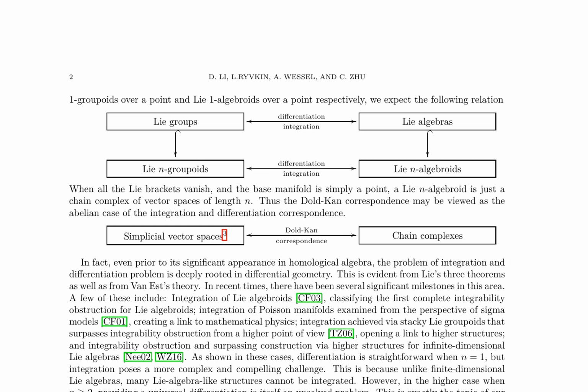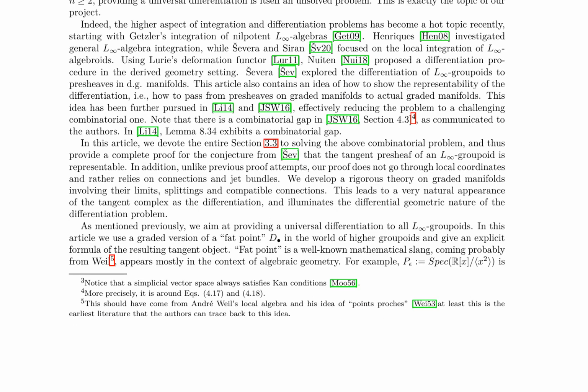The relationship between Lie groups and Lie algebras is a fundamental topic in differential geometry. Specifically, the integration and differentiation problem is a crucial challenge, particularly in the context of Lie 1-algebroids and 1-groupoids. The integration of Lie algebroids and Poisson manifolds is a significant hurdle, as it requires a deep understanding of the underlying algebraic and geometric structures.